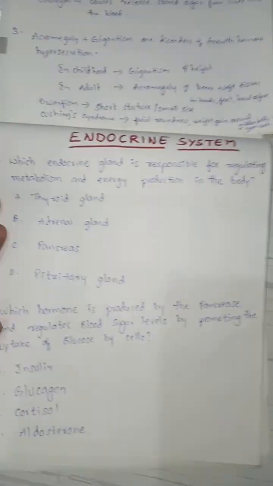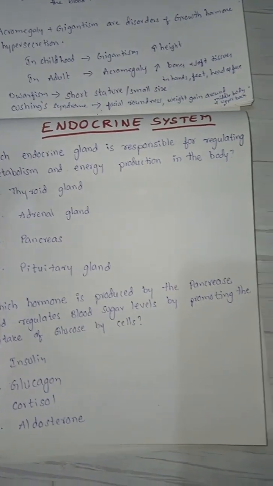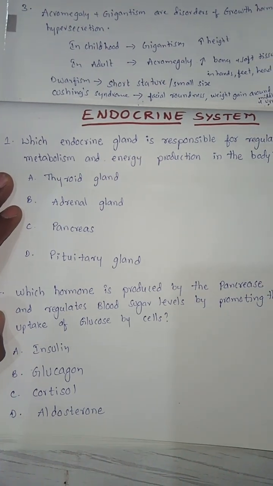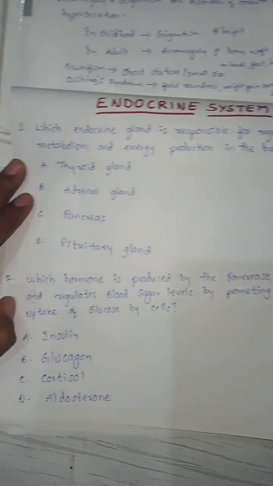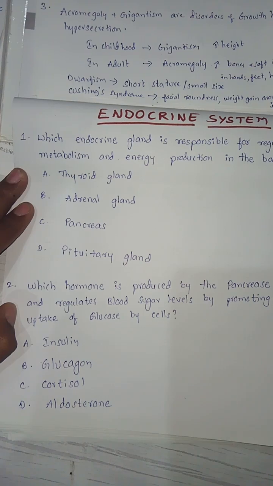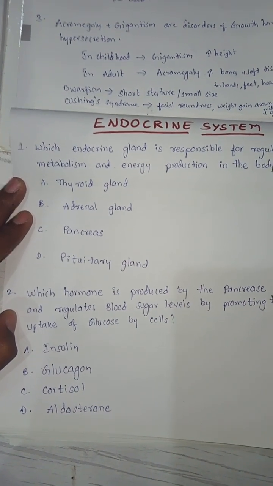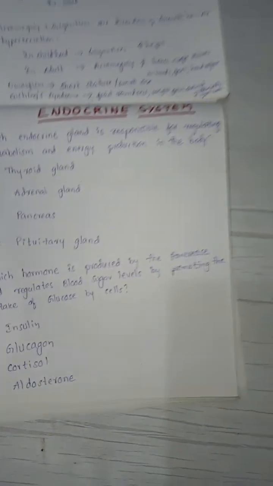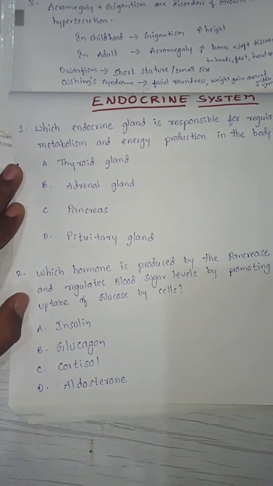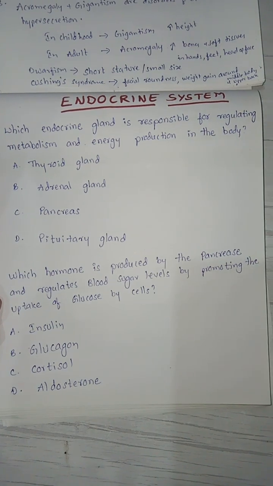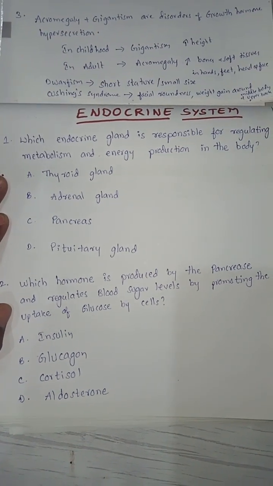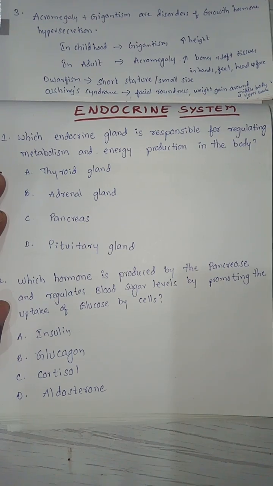The first question: which endocrine gland is responsible for regulating metabolism and energy production in the body? Option A: thyroid gland. Option B: adrenal gland. Option C: pancreas. Option D: pituitary gland. The answer is the thyroid gland. The thyroid gland is responsible for regulating metabolism and energy production in the body.